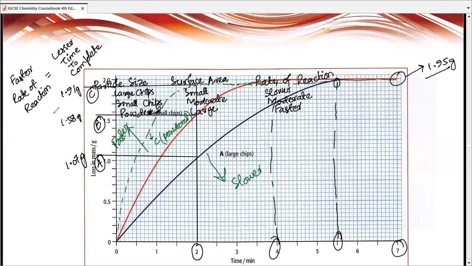So if you get a rate of reaction idea from the very first graph, how these numbers work, what these graphs mean, what the flattening of this whole line means, you would easily be able to assess for the examiner the rate of reaction, faster, slower, moderate, as per the particle size, large chip, small chip, powdered, or as per the surface area, whether the surface area is going to be smaller or moderate or larger. You're going to get all of those points.